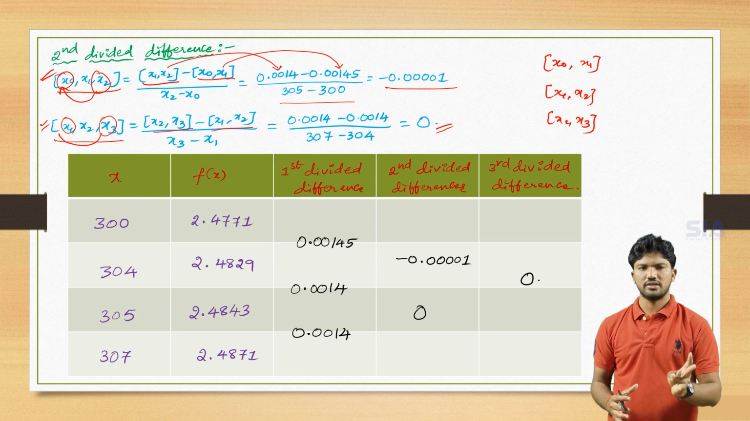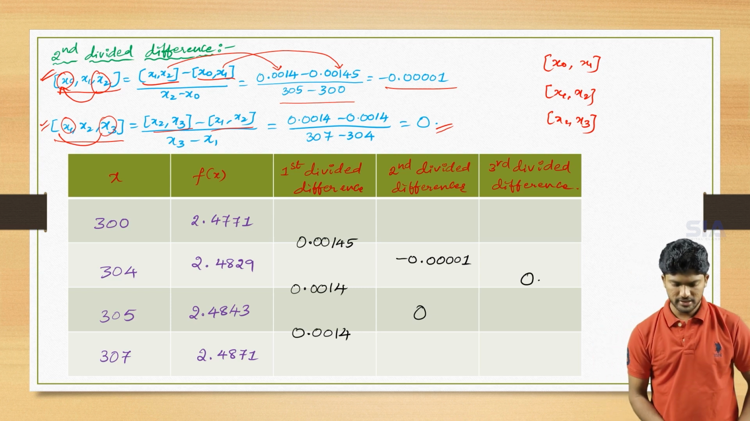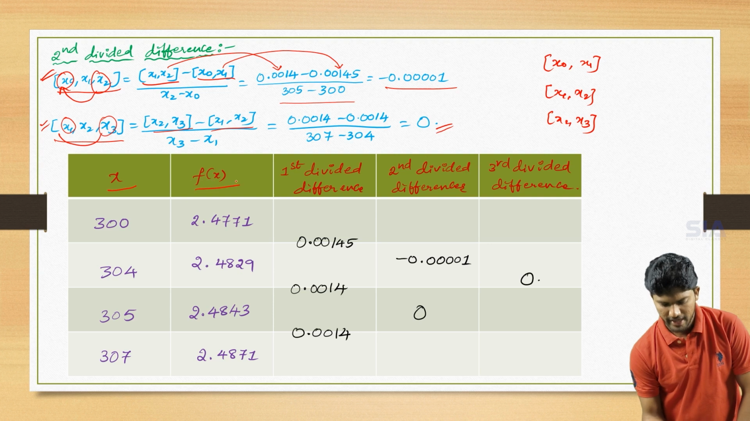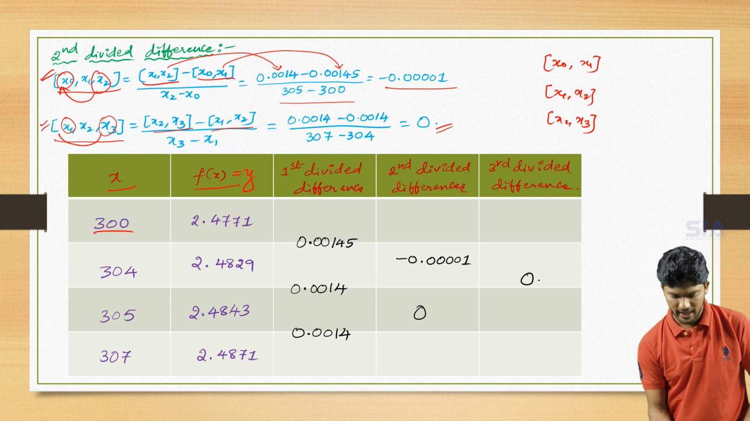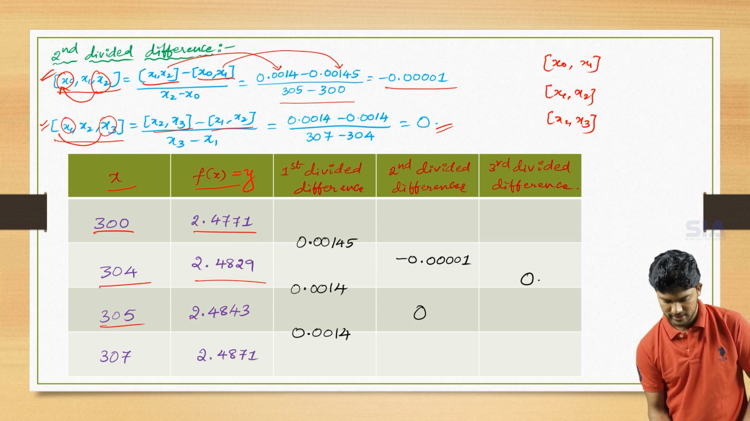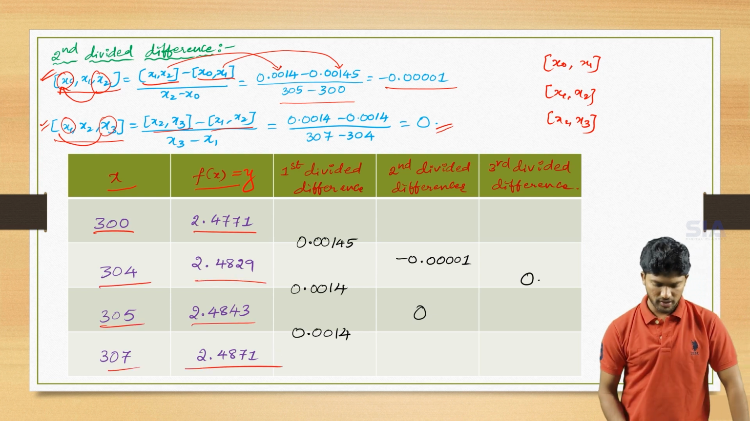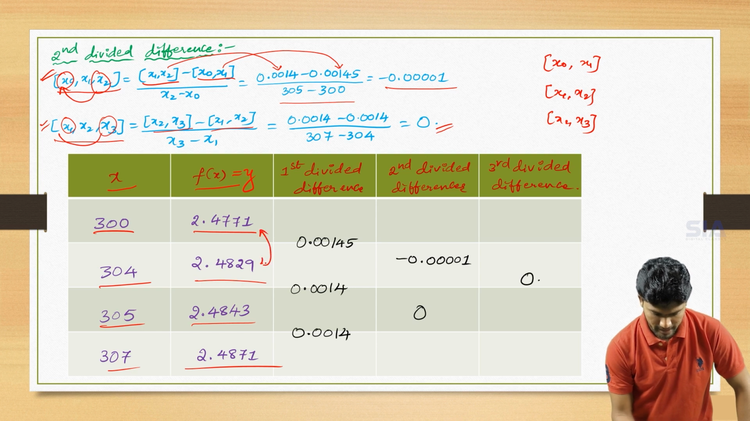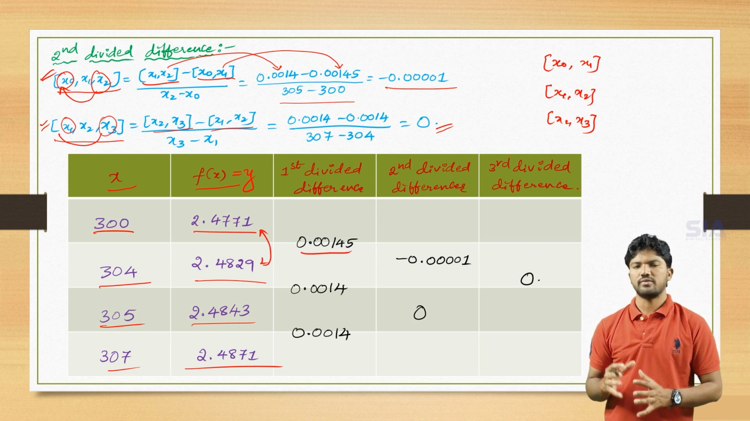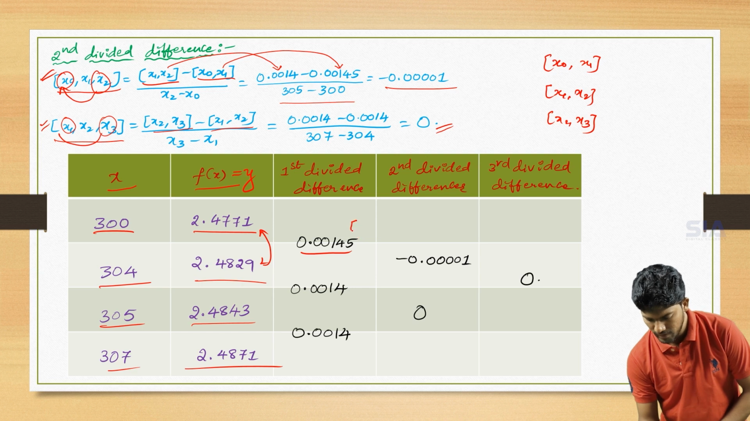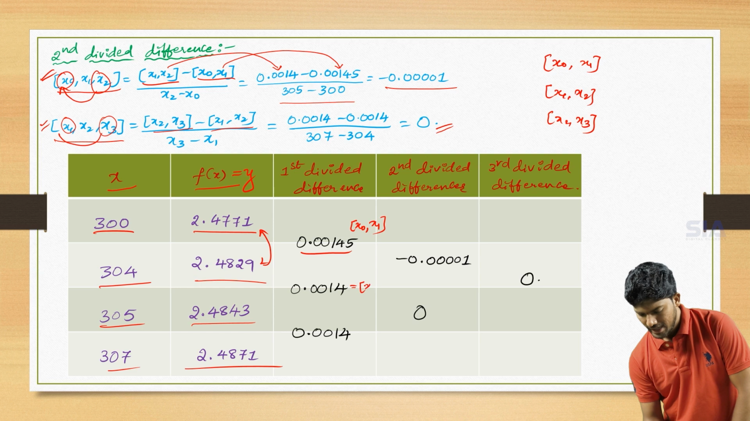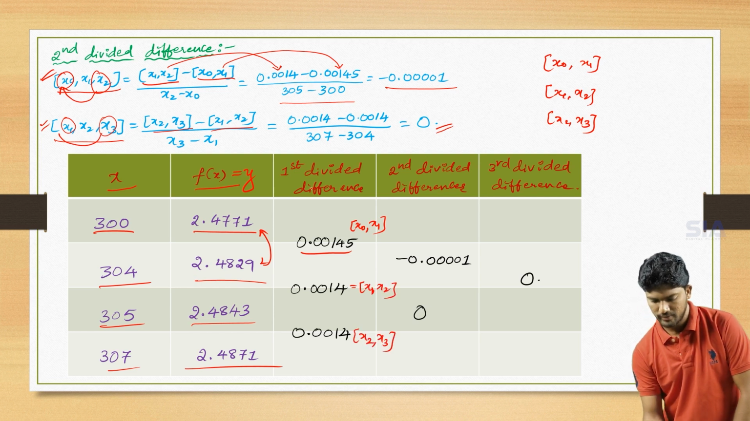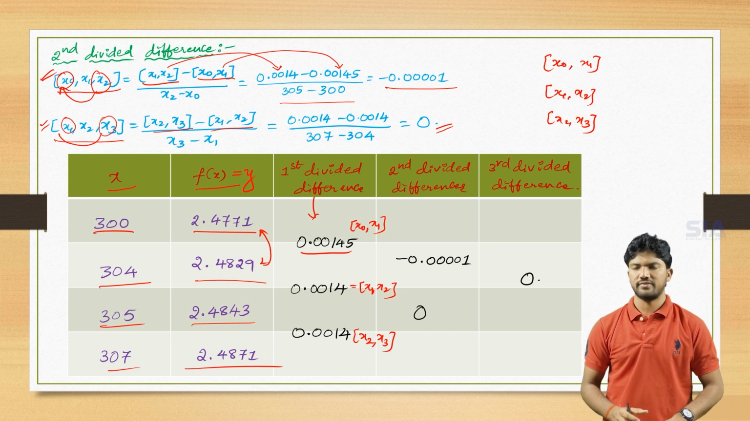With the first divided difference and second divided difference, we can make the table. So the x values and f of x, where f of x is y, which is log x, for 300, 304, 305 and 307. If you take the values between them, you will get 0.00145. This one is the value for the first divided difference x0 comma x1, this one for x1 comma x2, and this one for x2 comma x3. So these are all first divided differences.